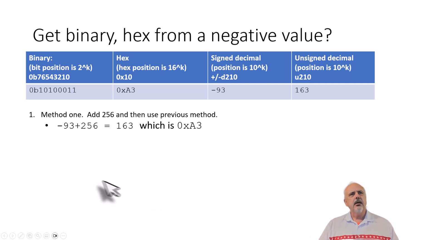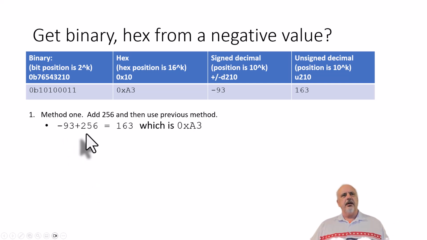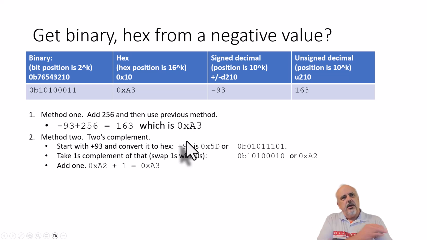The first way, and I think everyone would have gotten this, I could add 256 to minus 93. I'd get 163, and then I would just do the same thing I did earlier to figure out it would be A3. That's pretty straightforward. But it's important that you hear this and understand 2's complement.